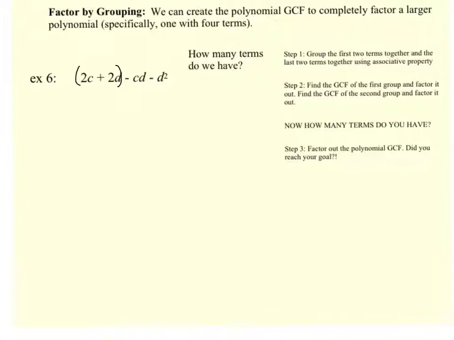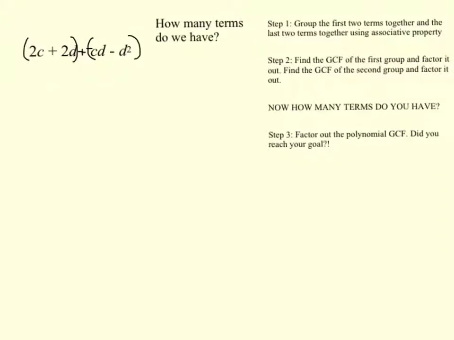Now, where you have to be careful is that this says negative CD. That negative needs to go with the CD in the parentheses. And so what I do is add the opposite, and that way I can clearly see I still have 4 terms. I've just grouped the first 2 together and the second 2 together. Okay, I made this a little bit bigger so it's more clear to write.